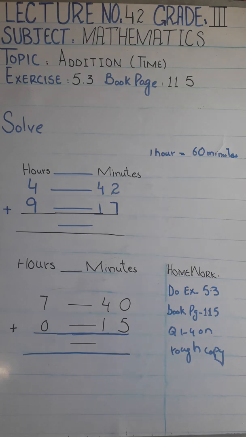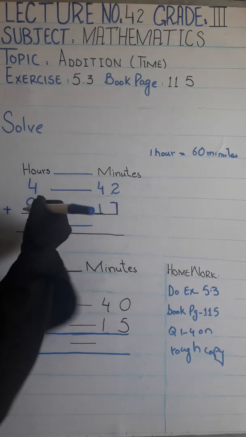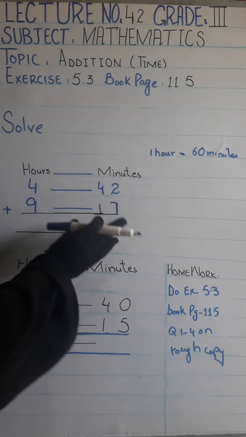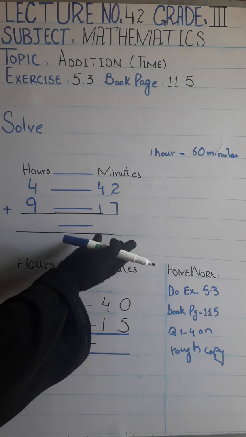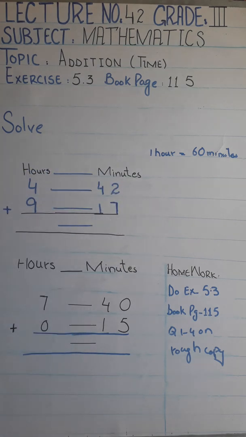We will do just a few questions related to minutes and hours. Look at this question. Minutes and hours are given and the numbers are arranged in vertical order. In vertical order, follow the same procedure. You start addition from your right side. You add the first numbers.